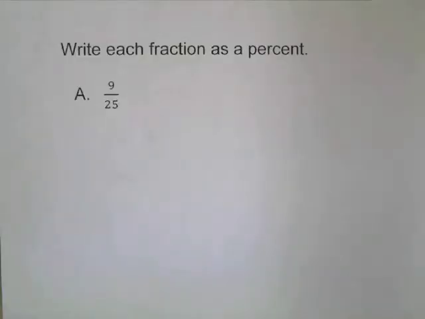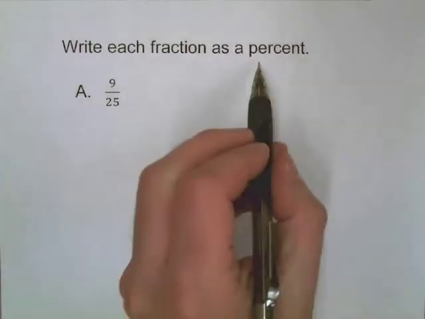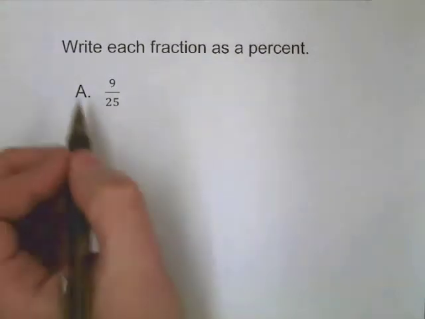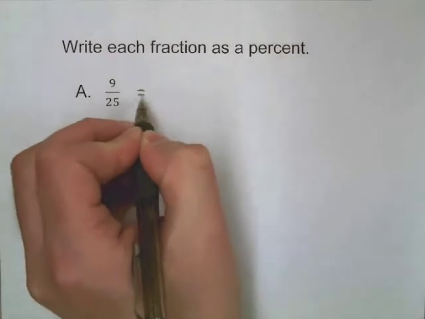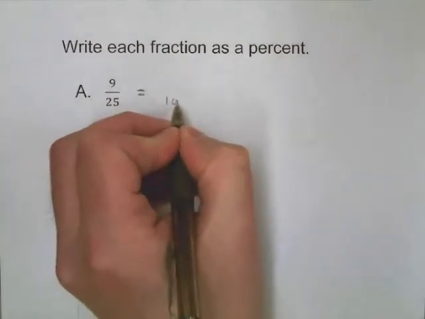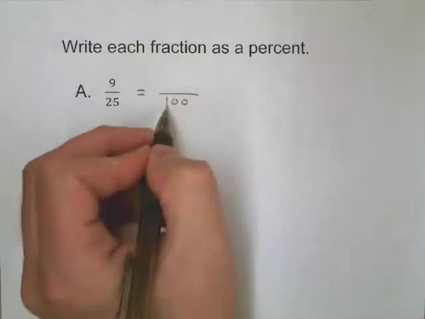Lesson 7-8, Example 2. Our objective is learning to write decimals and fractions as percents. So here we're going to look at fractions and turn them into percentages. Well, one method to do that is to think about this. If I can get an equivalent fraction that has a denominator of 100, because again, percent means per 100.